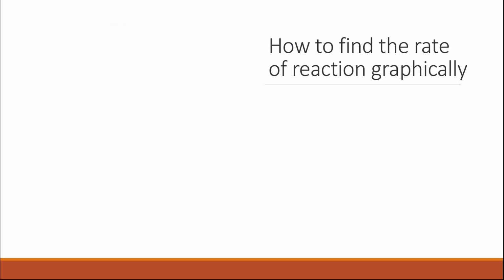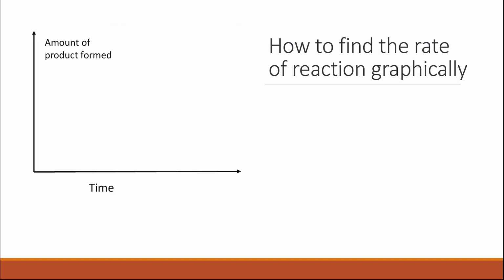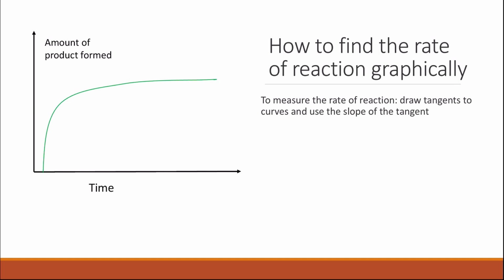So how can we find the rate of the reaction graphically? When you draw your graph of the amount of product formed over time, or you can use the amount of reactant used, this is the line that represents the reaction rate of a certain reaction. And then we want to calculate the rate of the reaction at a certain point of time. The reaction rate is different because it's not the same all the time, but we want to calculate the rate at a certain point.